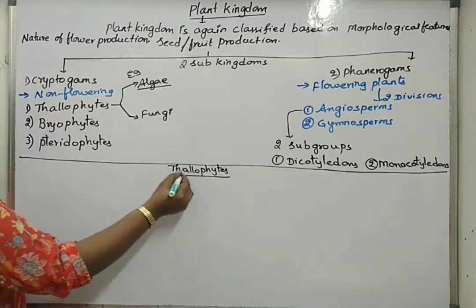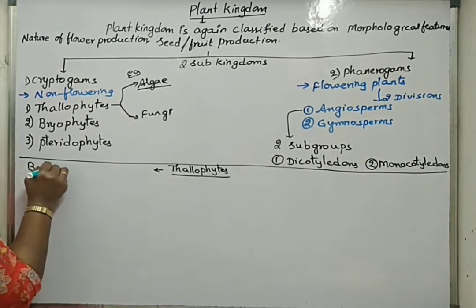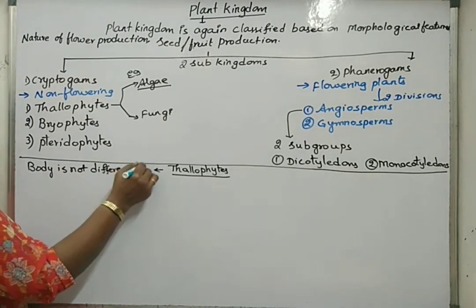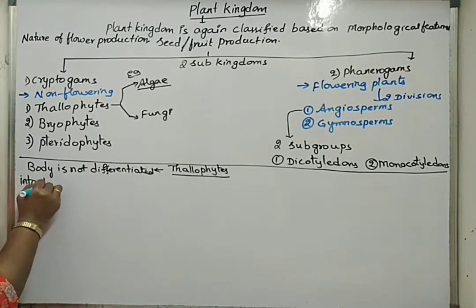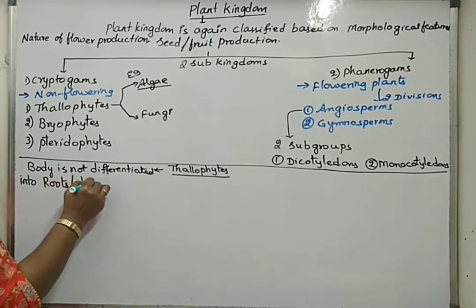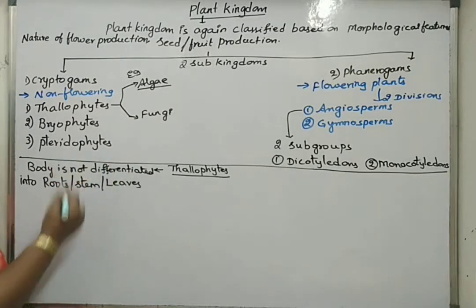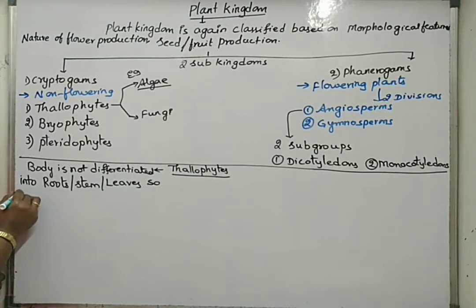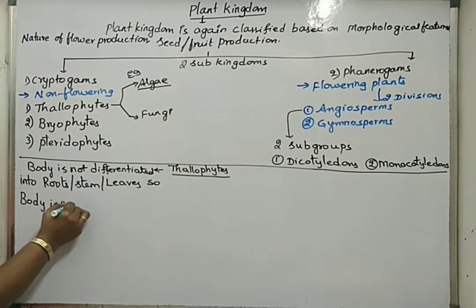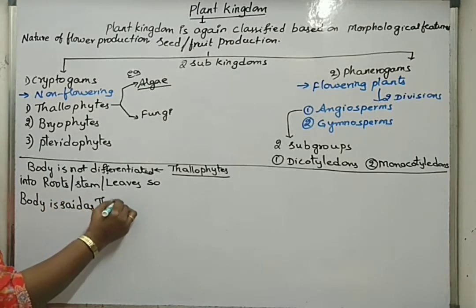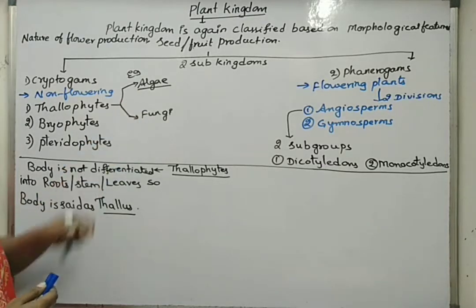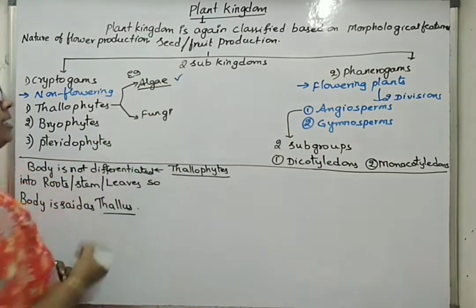Under thallophytes, their body is not differentiated into roots, stem or leaves. So their body is said to be a thallus body. This thallus type of body is seen in algae and fungi. But we are reading only about algae in this plant kingdom topic.